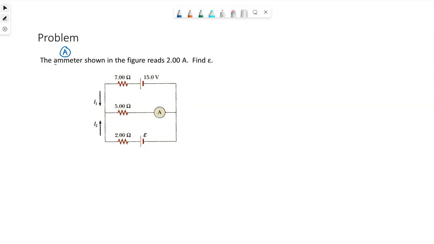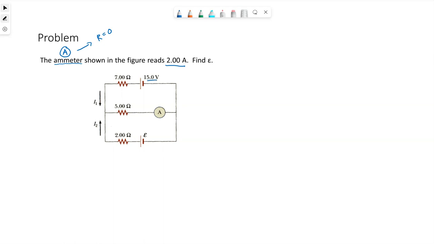An ammeter, think amps, it measures the current flowing through it, which it's telling us 2 amps. We are assuming an ideal ammeter, meaning the ammeter itself has no resistance, so that there's no voltage drop across it.